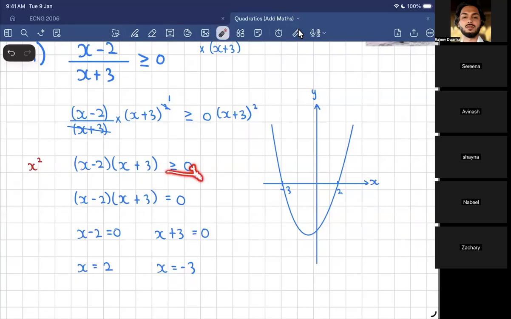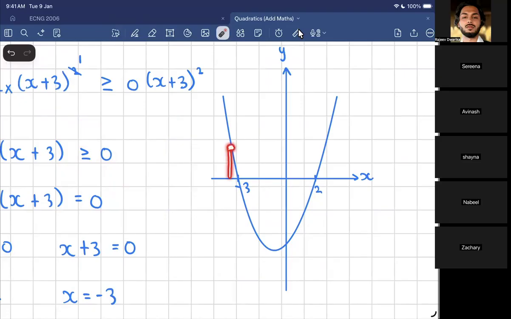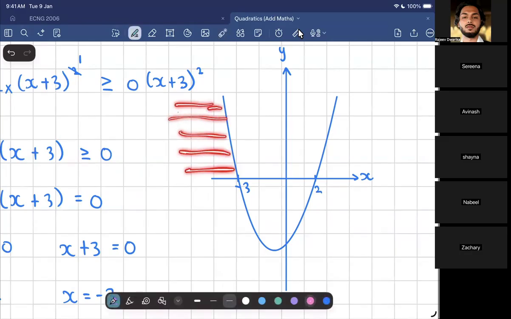More than or equal to 0. Right. If it's more than or equal to zero, is it positive or negative? Positive. So let me ask that question. If I take a value that is less than minus 3 and I take a reading off, is it going to give me a positive value or a negative value? Positive value. So does it make sense for me to shade over here? Yes, sir. So I could shade over there.